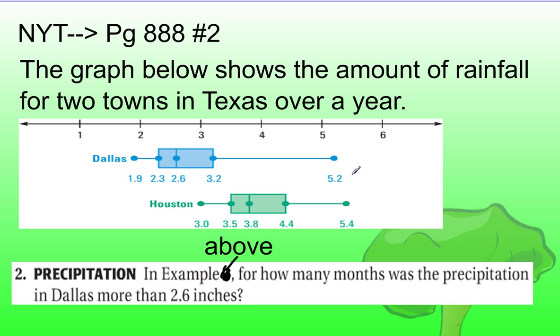Now, again, if this is over a year, this bar represents 12 months of information. So, how many months was the precipitation in Dallas more than 2.6 inches? Pause the video, think about it, do it on your own. When you're ready to continue, hit play, and we'll go through it together.